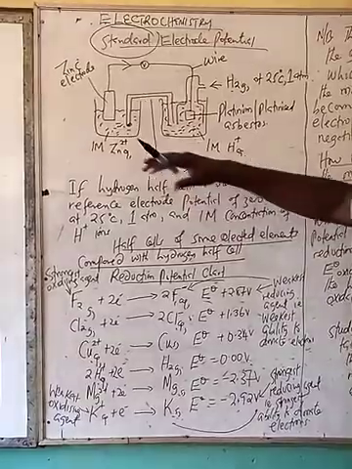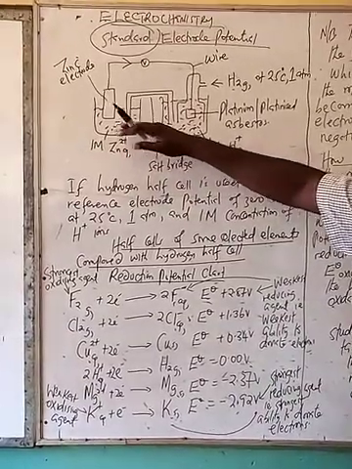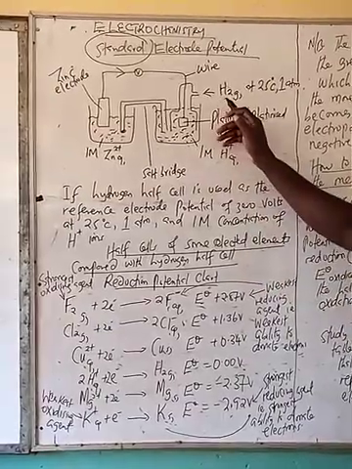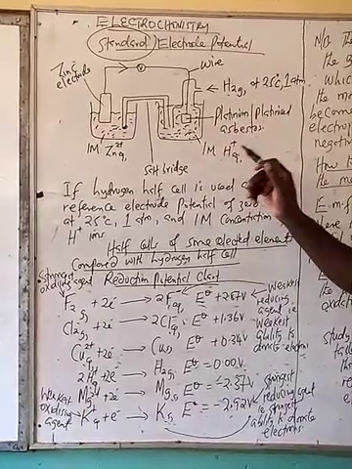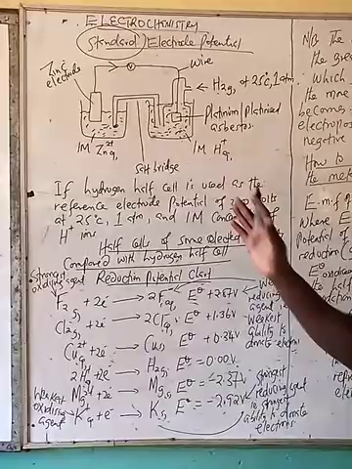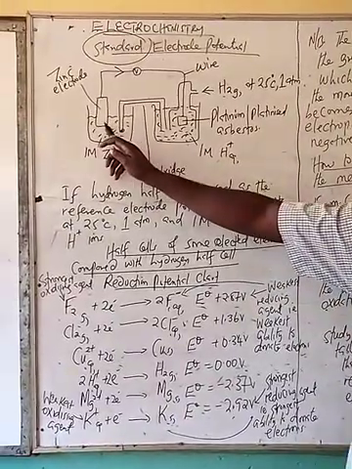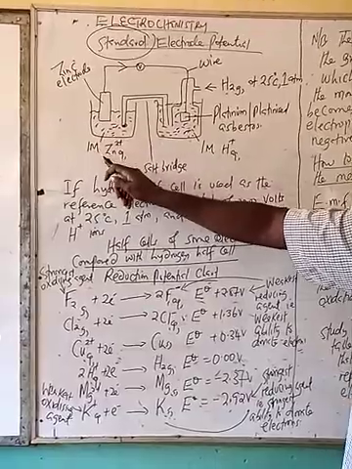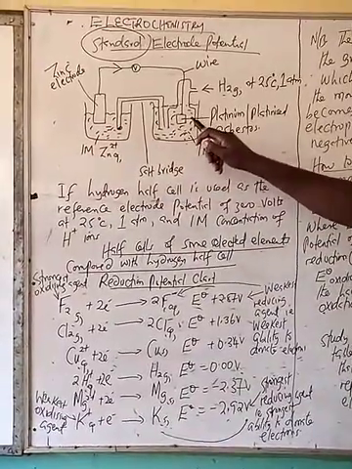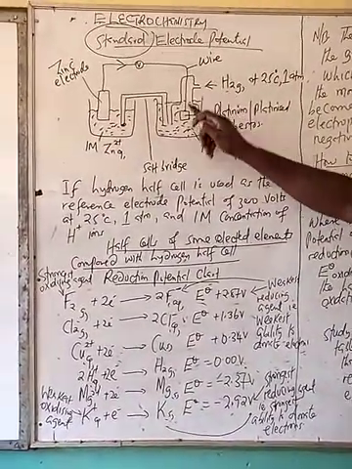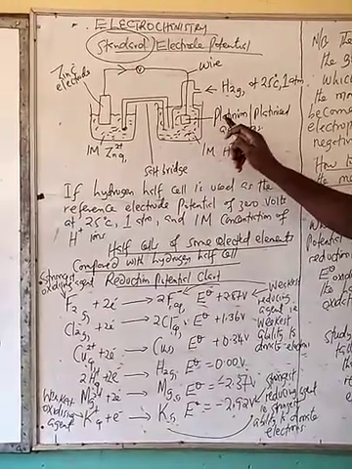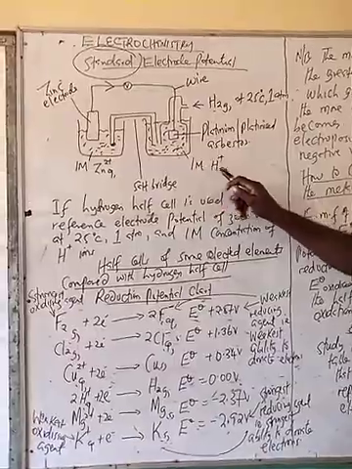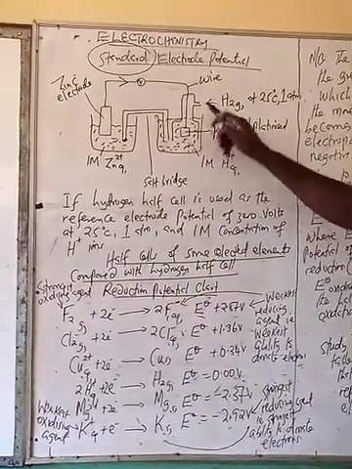So this is the cell diagram for zinc with hydrogen as the reference electrode. Because zinc is more reactive than hydrogen, zinc is drawn. We use a zinc electrode dipped in a solution containing zinc ion. Then the hydrogen is passed through the wood. Then we have got platinum. We have got 1 molar hydrogen ion in a container.